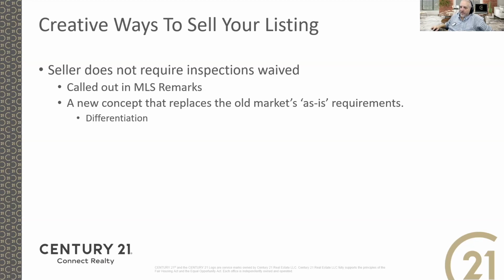Okay. In this market, we're transitioning from a market where we were doing a lot of waiving of inspections and waiving of contingencies. This particular bullet point on this presentation basically calls out the fact that you don't require any inspections or contingencies to be waived, that you're gladly accepting contingencies. And that is the definition of differentiation. You are willing to do something that other buyers and sellers may not be willing to do.